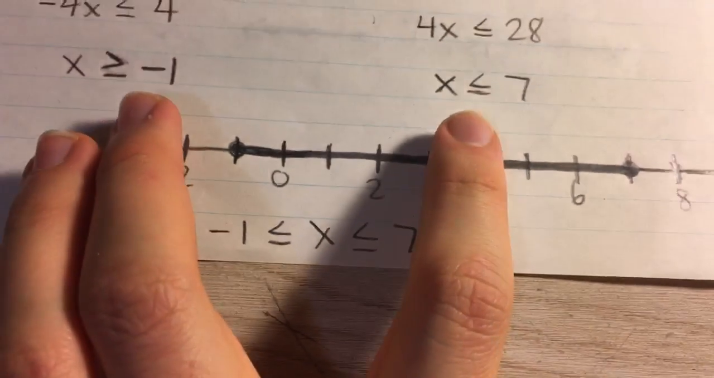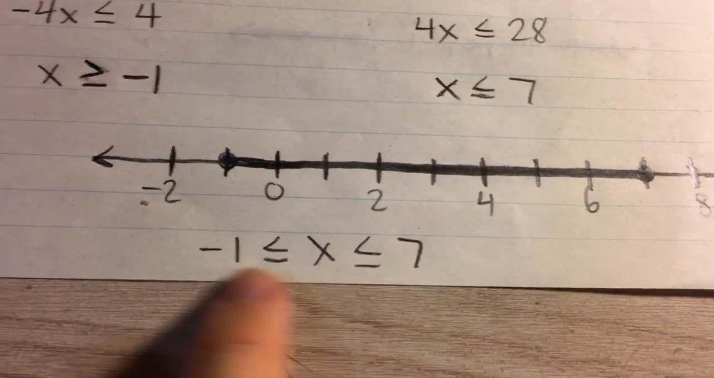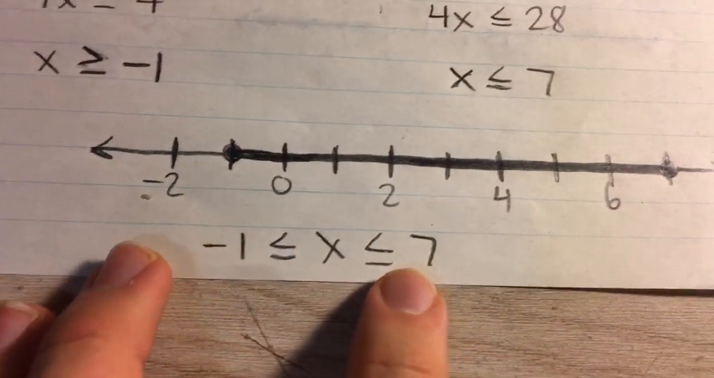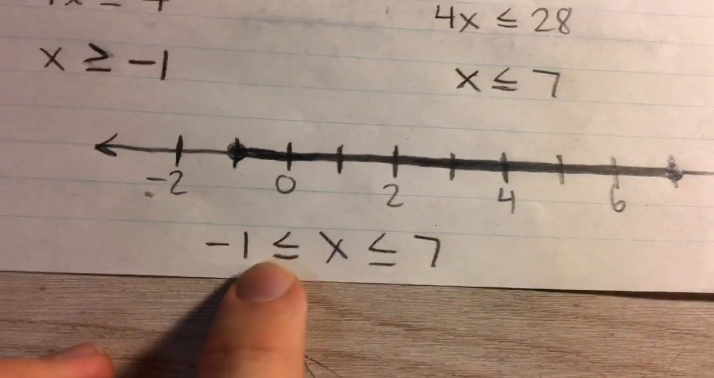You can even write this answer, you can combine it to say negative 1 is less than or equal to x, which is less than or equal to 7. In other words, x is between these two values.